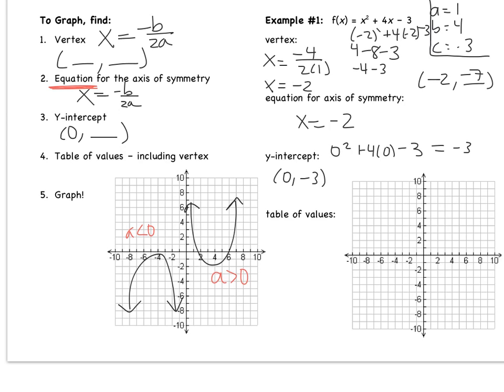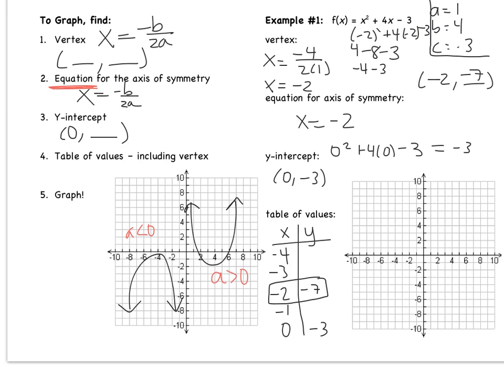Lastly, we need to draw in a table. The vertex will always go in the middle, so that's negative 2, negative 7. So this should remind you a little bit of when you graphed absolute value, which was the V. Now you're going to go down 2 values, so negative 3 and negative 4, and up to negative 1 and 0. Now 0 I already did, that's negative 3. So now I have 3 different x values that I need to substitute in order to find y.